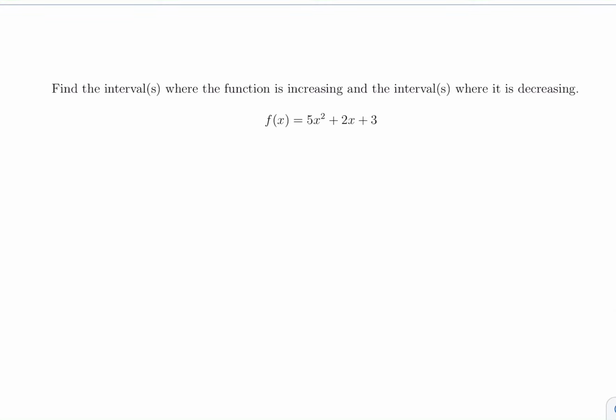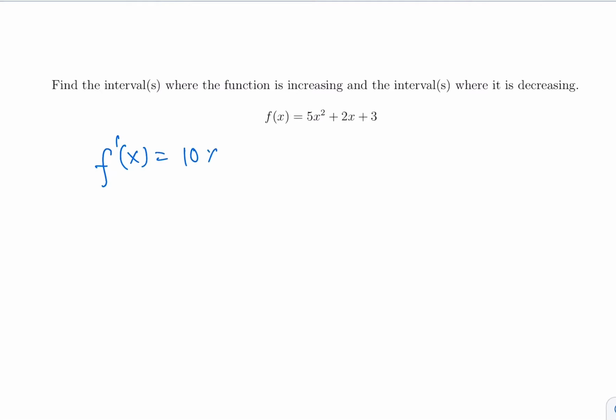Find the intervals where the function is increasing and the intervals where it is decreasing. We first find the critical numbers, that is, the zeros of the derivative. So let's find its derivative first. The derivative of 5x squared is 10x, and the derivative of 2x is 2, plus 0.